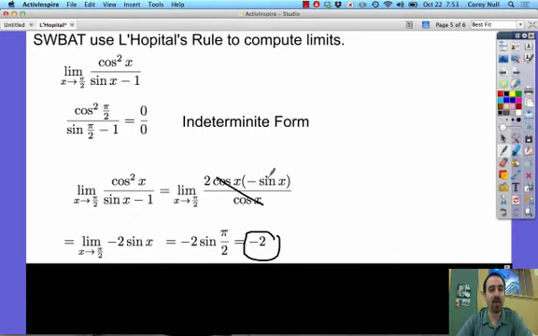Now, you might have noticed that we actually have another way of doing this. Cosine squared of x I can write as 1 minus sine squared of x. And now I can look at this as a difference of squares and factor the numerator into 1 plus sine of x times 1 minus sine of x, and then I just have to multiply by negative 1 in order to get the numerator and the denominator to have common factors, and I can cancel. So there's another way to do this problem, is my point. But L'Hopital's rule is very, very nice and simple.